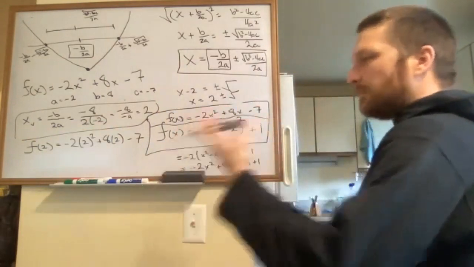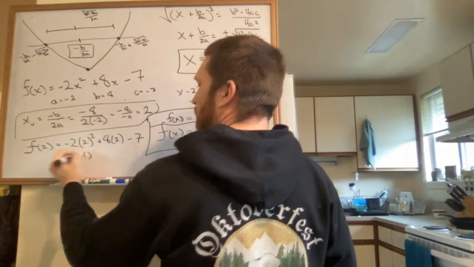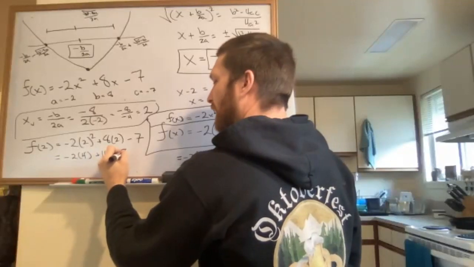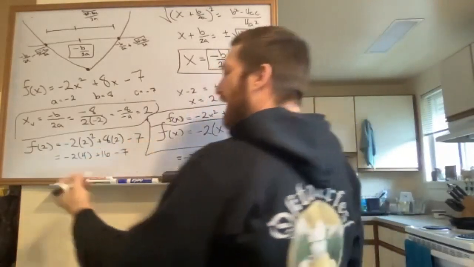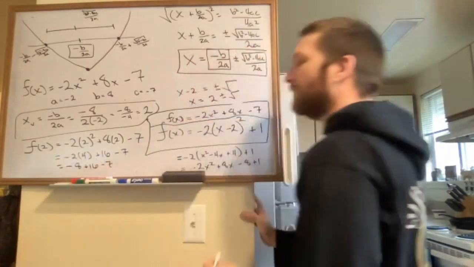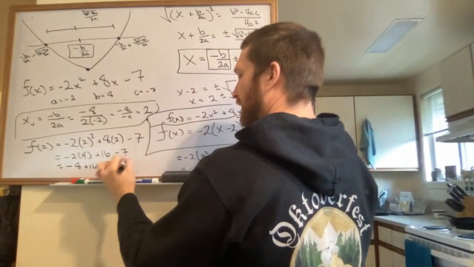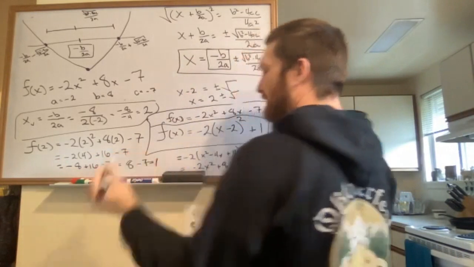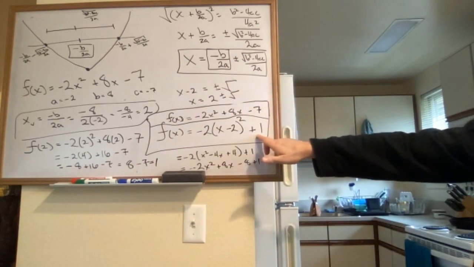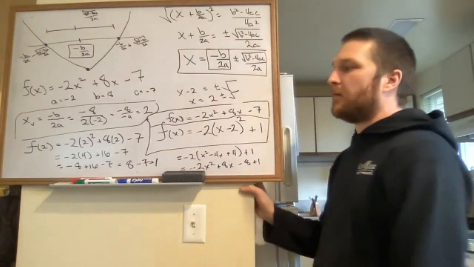And so simplifying this, we have minus 2 times 2 squared, which is minus 2 times 4, so minus 8. 8 times 2 is 16, minus 7. So we have minus 8 plus 16 minus 7. Minus 8 plus 16 is plus 8. Minus 7 should be a positive 1. Lo and behold, that is the vertex of the original function. So that's what we're trying to verify here.